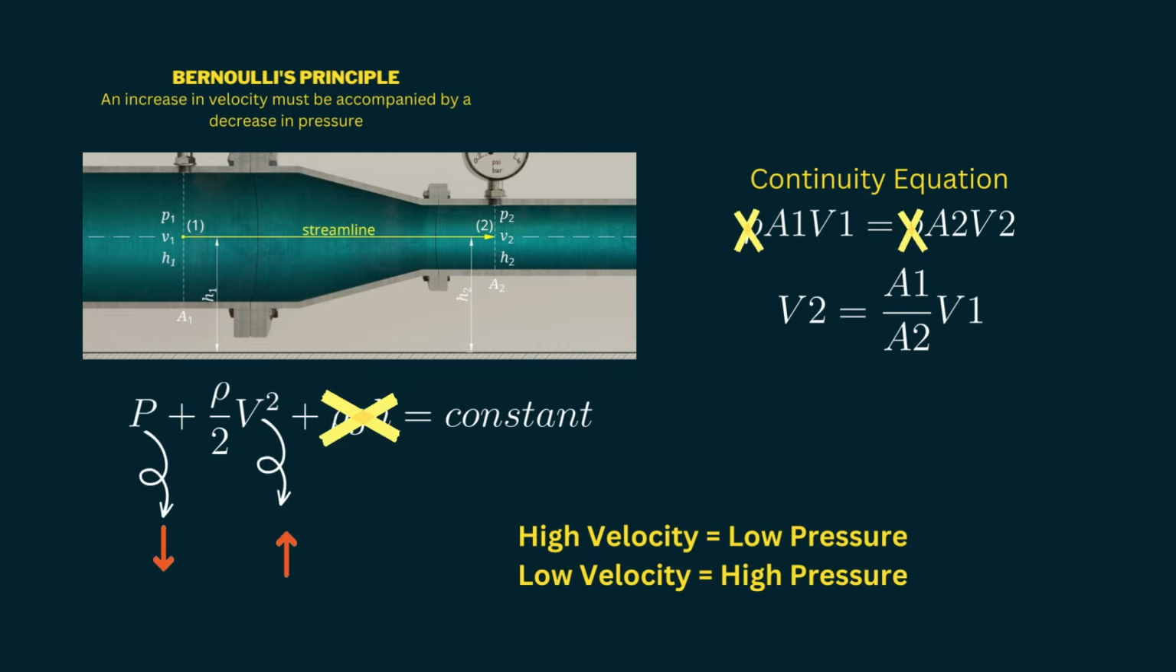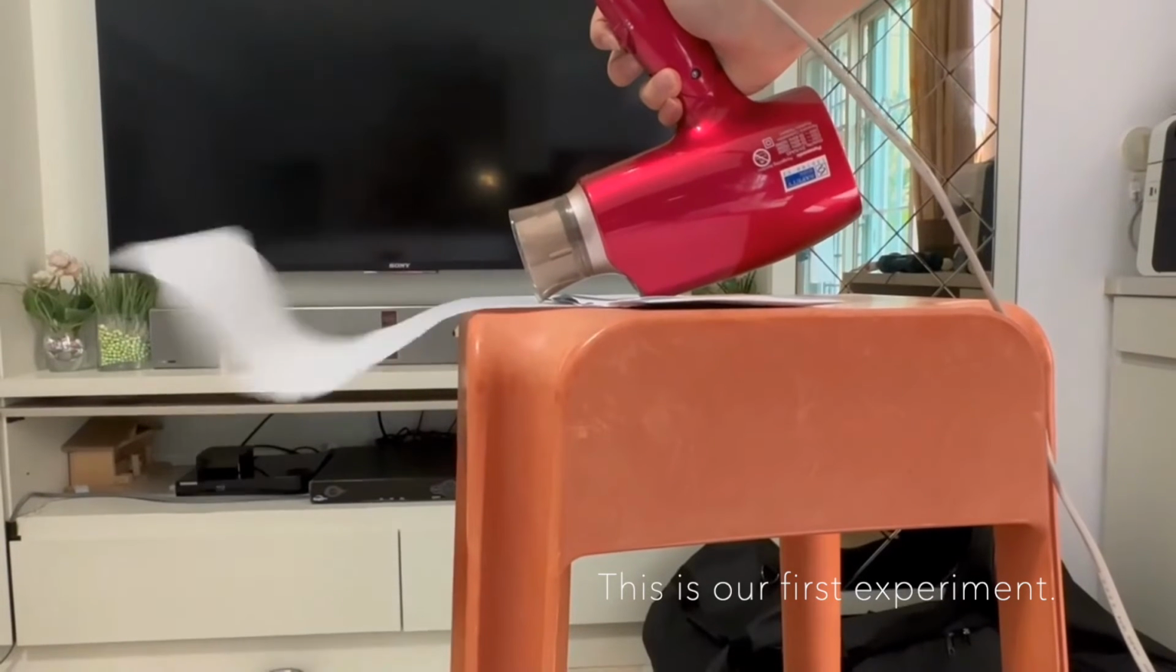Going back to Bernoulli's equation, as the total energy remains constant, the increase in velocity will cause a decrease in pressure. Therefore, high velocity equals low pressure and low velocity equals high pressure. Now on to the experiments.